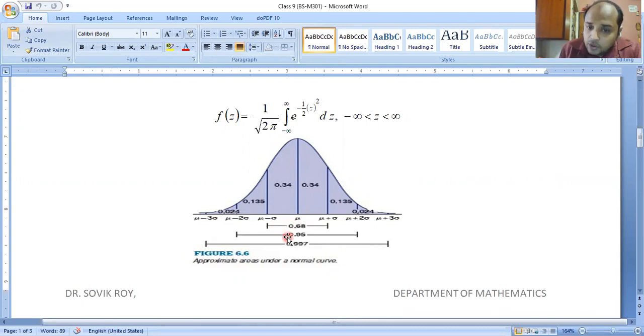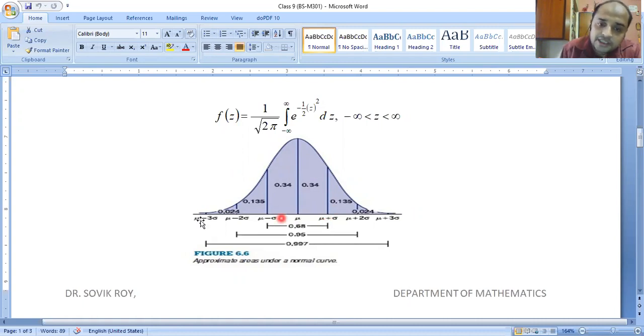Since it is a normal curve, mu is the median, so it divides the region into two equal halves. So 0.68 divided by 2 is 0.34 area for the left hand side, from mu minus sigma to mu, and 0.34 area for mu to mu plus sigma.